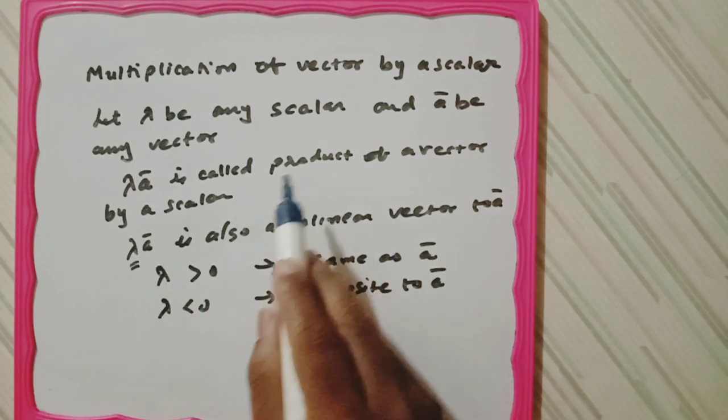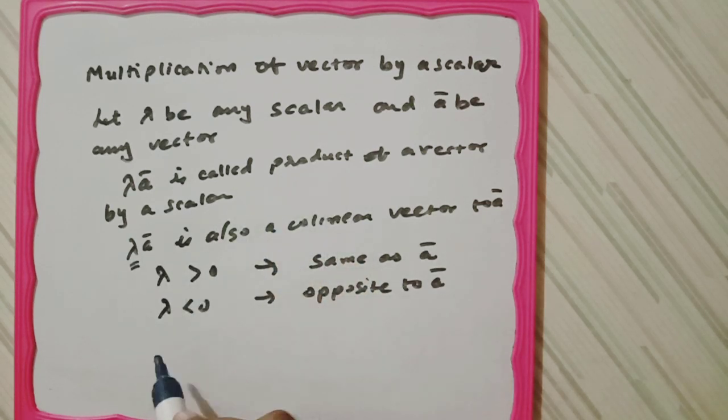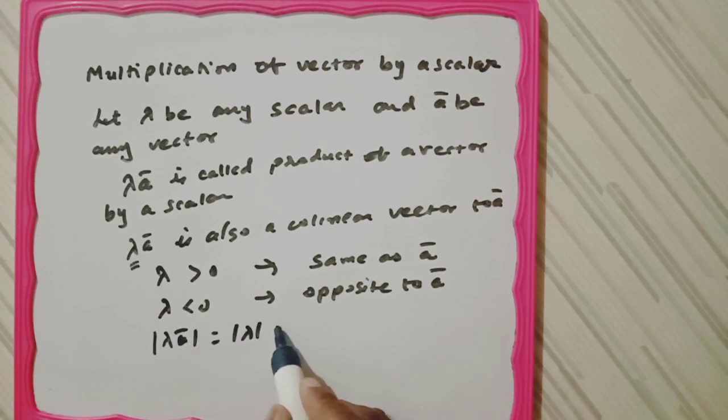And so lambda a bar represents the product of a vector by a scalar, and its magnitude will be given by magnitude of lambda times the magnitude of a bar.